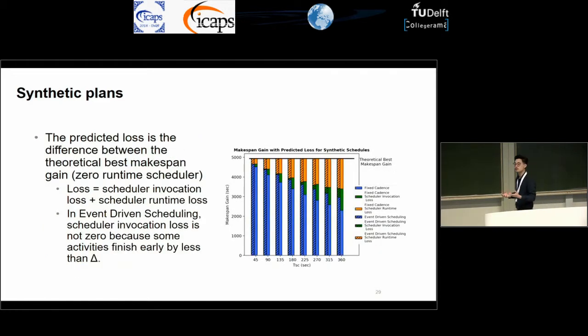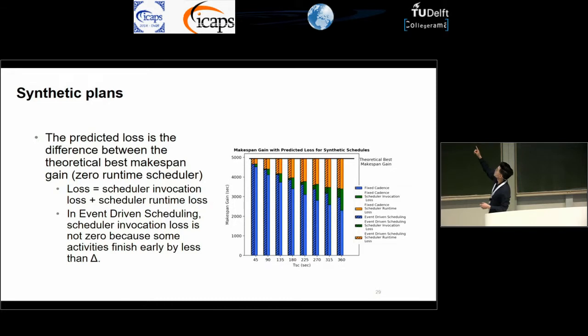So we also wanted to test to see if our predicted loss was correct. So if you remember, scheduler invocation loss is really just dependent on whether or not you get lucky. If you are able to invoke the scheduler right after an activity ends, you don't suffer it. And we said that we were able to get rid of this with event-driven scheduling.